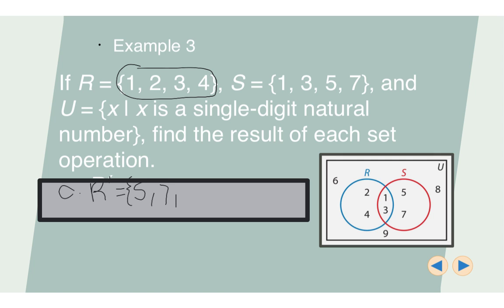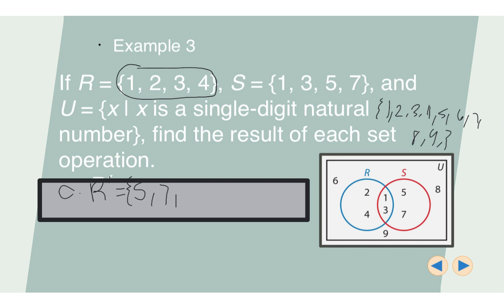A natural number starts at 1 and goes up, and it wants all the single-digit numbers. Here's a good way to write it out. Single-digit natural numbers, the very first one is 1, 2, 3, 4, 5, 6, 7, 8, 9. Now it's single digit, so 10 doesn't count because 10 has 2 digits. So that's all the single-digit natural numbers.